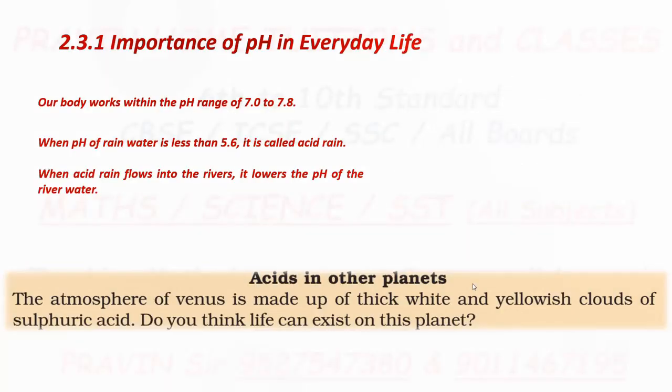Now, importance of pH in everyday life. The pH of our body works in the range of 7 to 7.8. When the pH of rainwater is less than 5.6, it is called acid rain. When acid rain flows into the river, it lowers the pH of the river water. Now, acid in other planets: the atmosphere of Venus is made up of thick white and yellowish clouds of sulfuric acid.